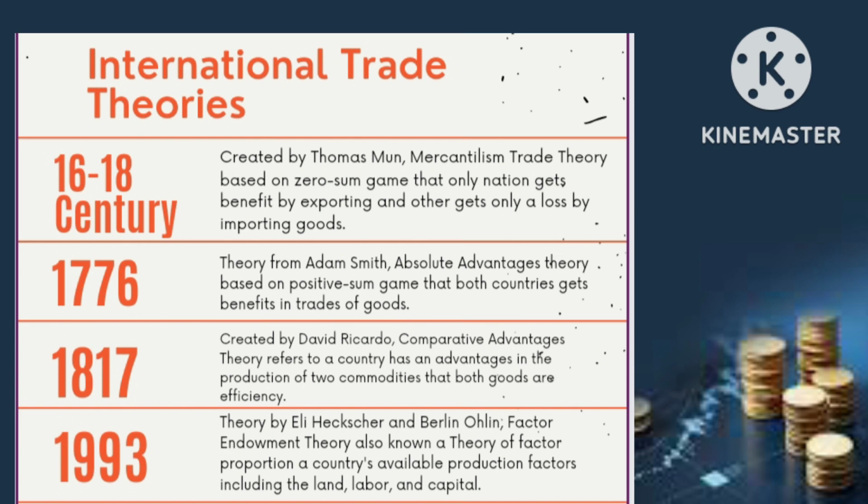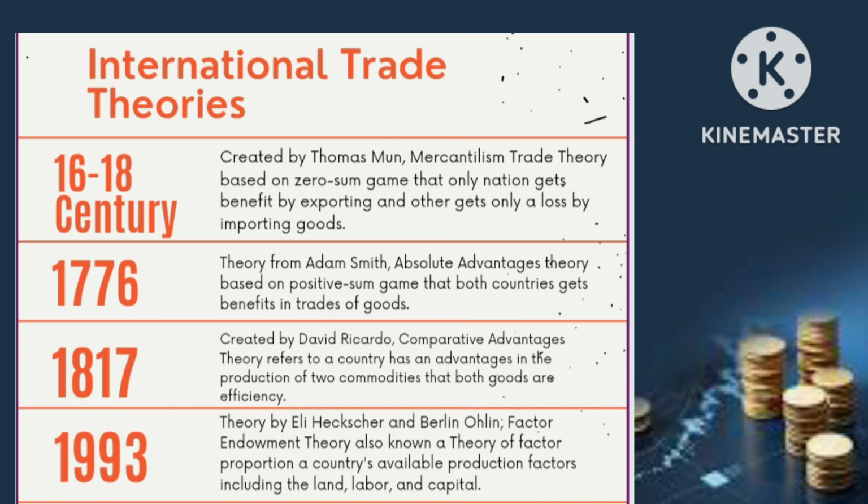Absolute advantage is the theory of Adam Smith in 1776 that is based on a positive-sum game in which both countries get benefits in trade of goods. Comparative advantage was created by David Ricardo in 1817. A country has an advantage in production of two commodities so that both goods are efficient.